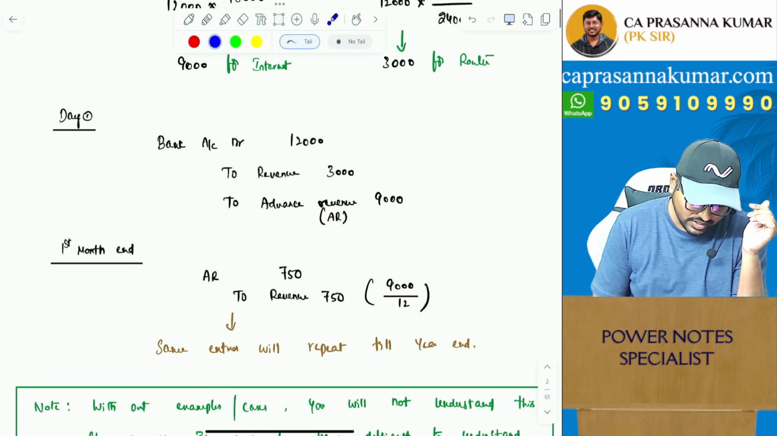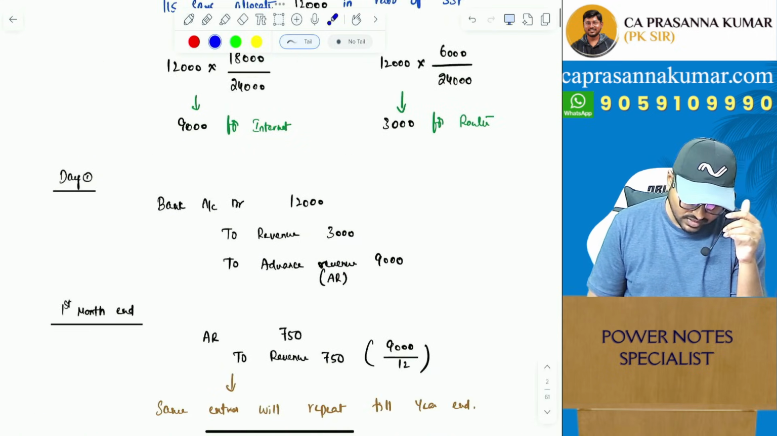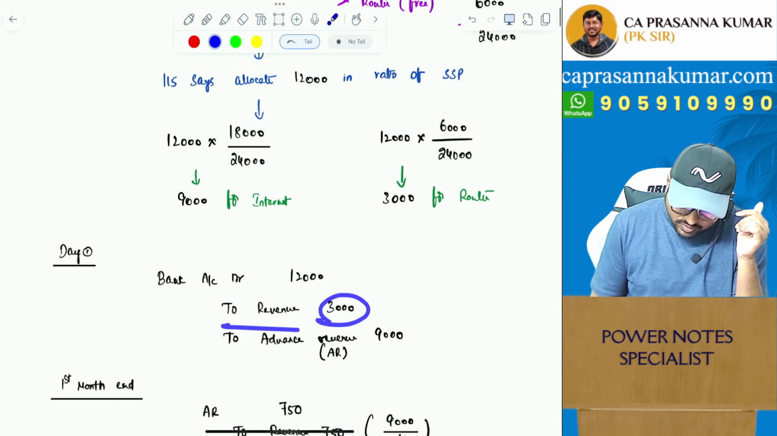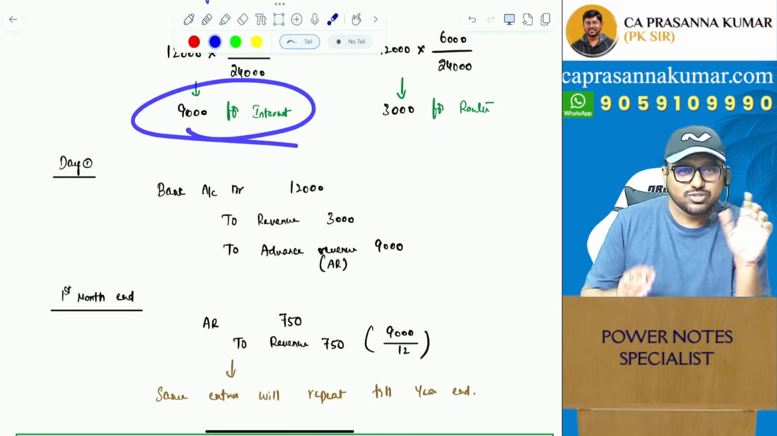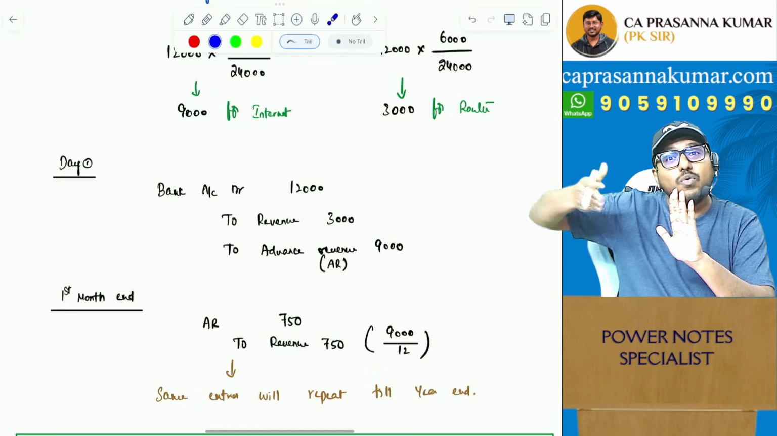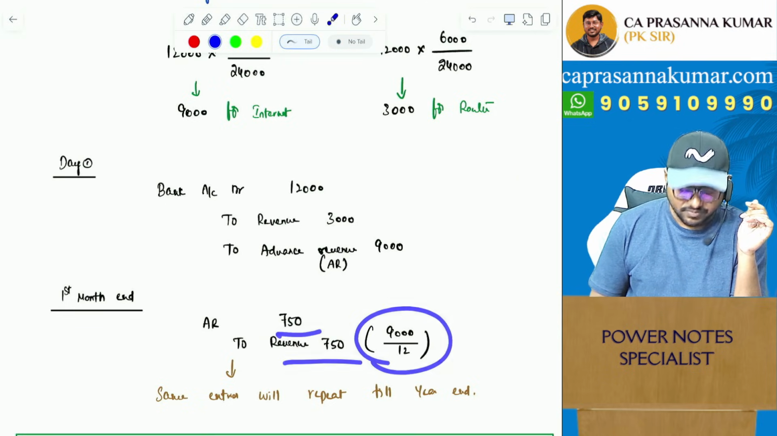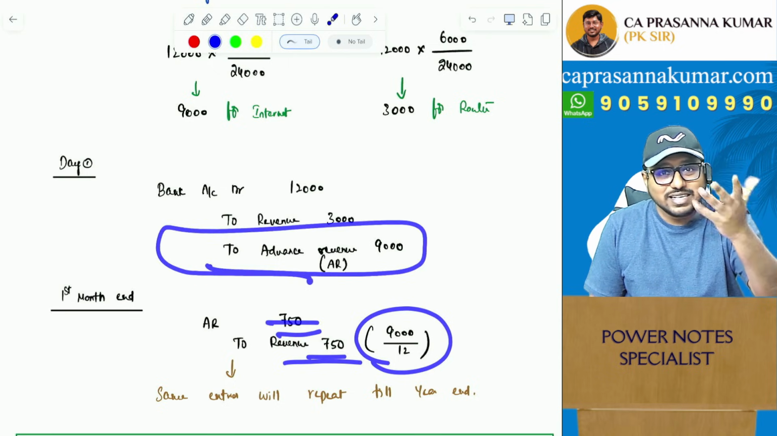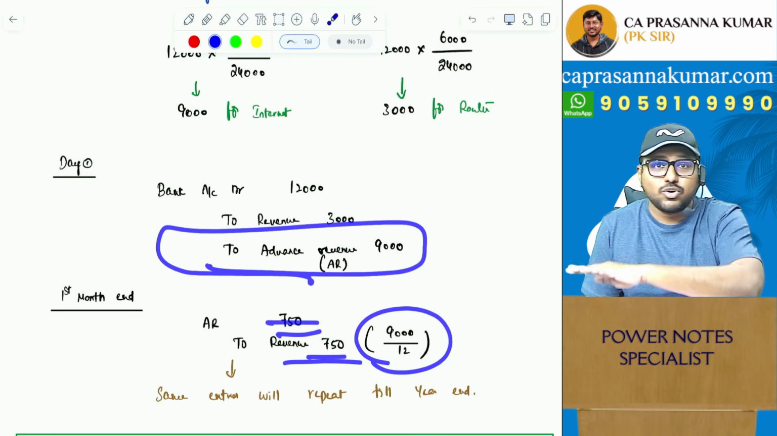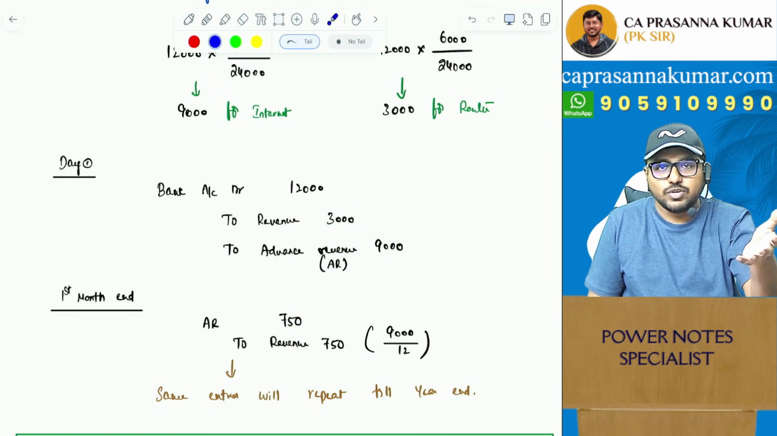So look at this entry. Bank account debit, you received 12,000 from the customer. Advance to revenue 3,000, because for this transfer of control did happen at a point of time. And with respect to this 9,000, transfer of control is yet to happen. It happens over a period of time for the entire 12 months. Therefore, find out how much is per month: 750. At the beginning on day one, service for internet still did not start. Therefore, transfer of control of service did not happen. Therefore, the entire 9,000 will be treated as advance revenue.